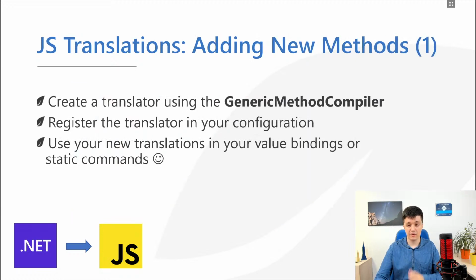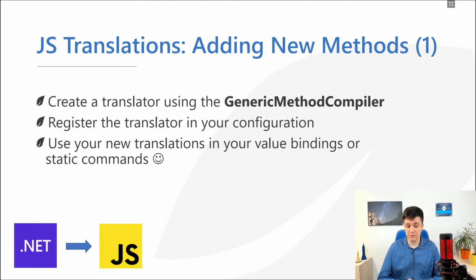So now the question is, how can I write my own JavaScript translations? Because it may be quite common that you have a pretty handy function, a method inside your code base that you would be happy to be able to call from value bindings or static commands. But in order for that to compile successfully, you need to first define the JavaScript translator for that. And how can you do that?